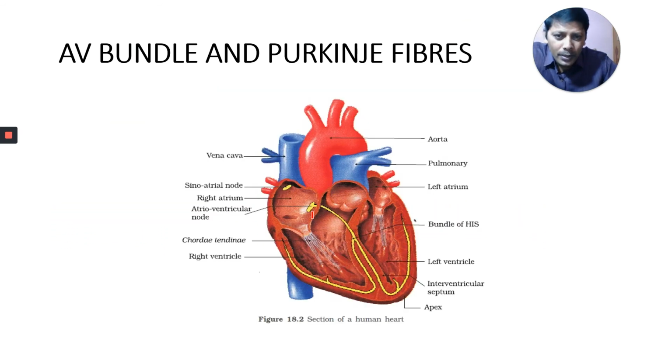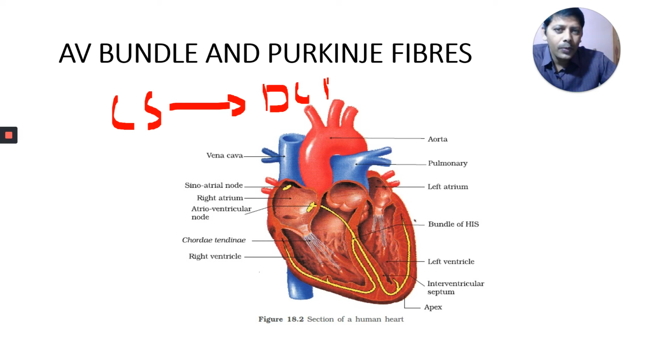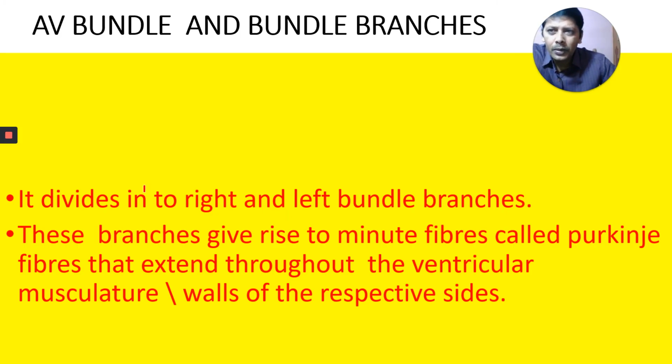What is meant by coronary sinus? The coronary sinus is a blood vessel, a vein, which brings deoxygenated blood from the walls of the heart, as you learned earlier, and opens in this region. At that opening, another node is present. This is the atrioventricular node. That's about the atrioventricular node.